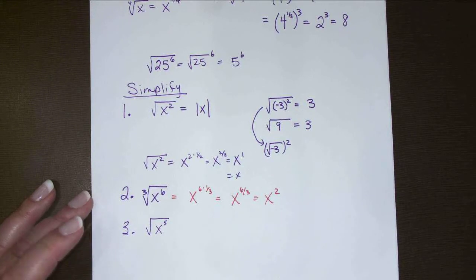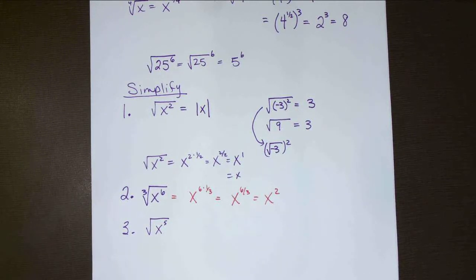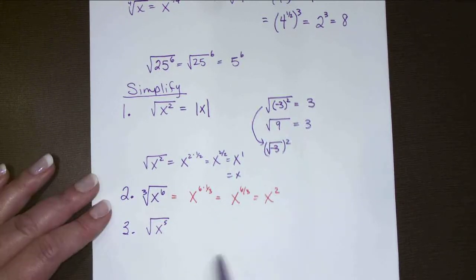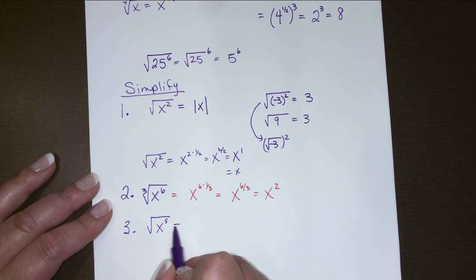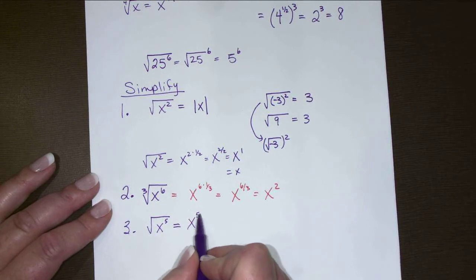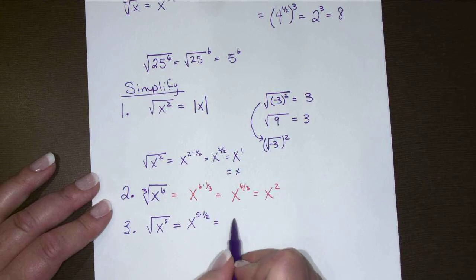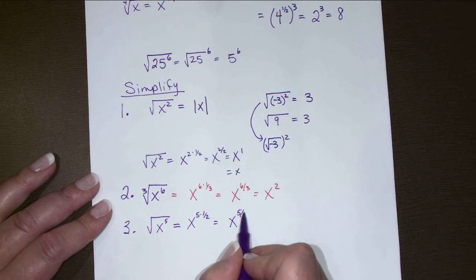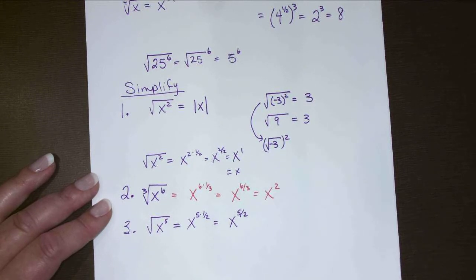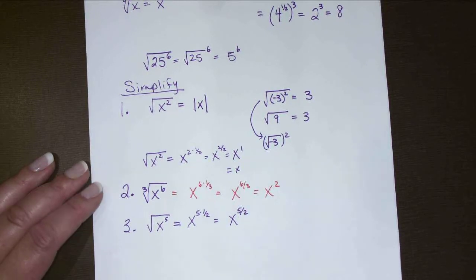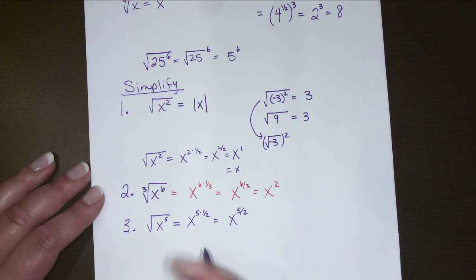Now, they don't always have to work out nice. You can have a fraction as an exponent. I'm going to show you what we're looking for here. But this would be x to the 5th times 1/2, which is x to the 5/2. So that doesn't work nice. But can we simplify it so that some of it doesn't have that square root?